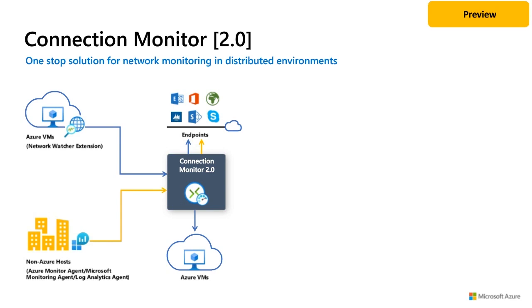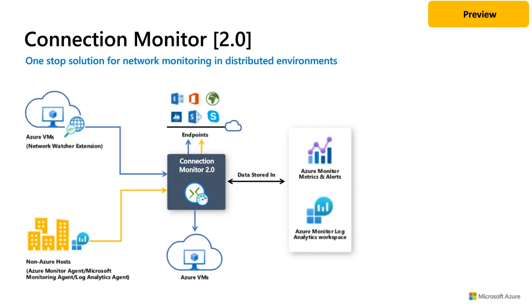across the globe. All your data is stored in Azure Monitor as metrics so that you can get alerted in real time. Data is also stored in log analytics workspaces so that you can write custom queries, build correlations with other data structures. Connection Monitor 2.0 uses the Network Watcher extension for Azure VMs as agent and Azure Monitor agent as agent in the on-premise machine.